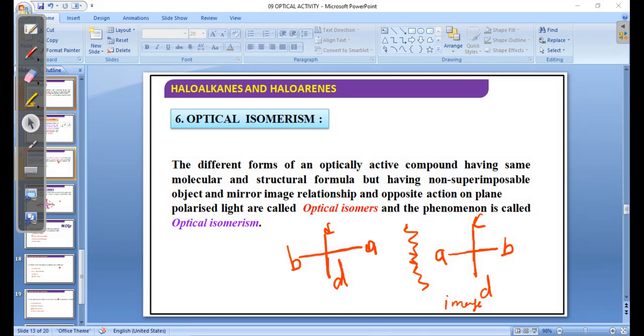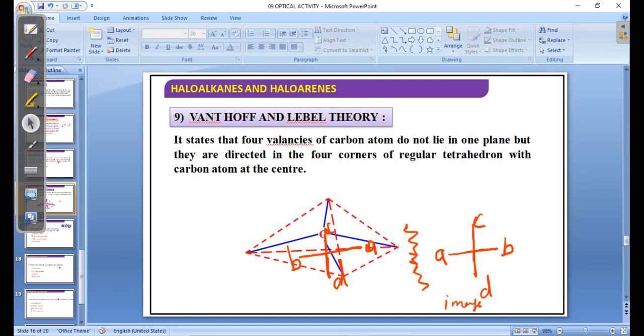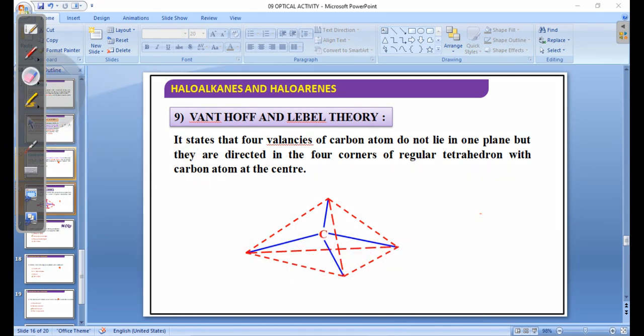Now see here some examples. Van 't Hoff and Le Bel theory states that the four valencies of the carbon atom do not lie in one plane, but are directed to the four corners of a regular tetrahedron with the carbon atom at the center. We know that methane has tetrahedral geometry, so three-dimensionally those are arranged in a tetrahedral manner.